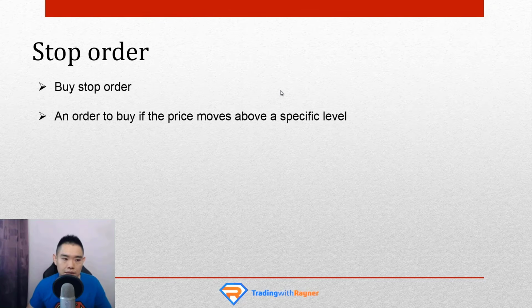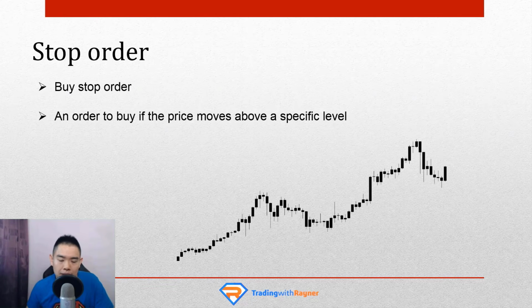So this in essence is an order to buy only if the market moves above a specific price level. So you might be thinking, what does that mean? So again, I can give you an example. Let's say the market is trending higher. It goes up, pulls back, goes up, pulls back, and it's starting to go up.